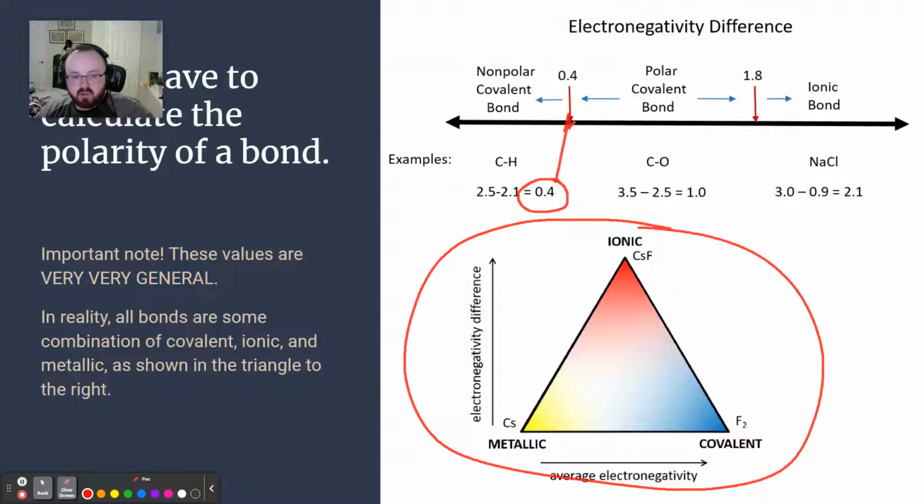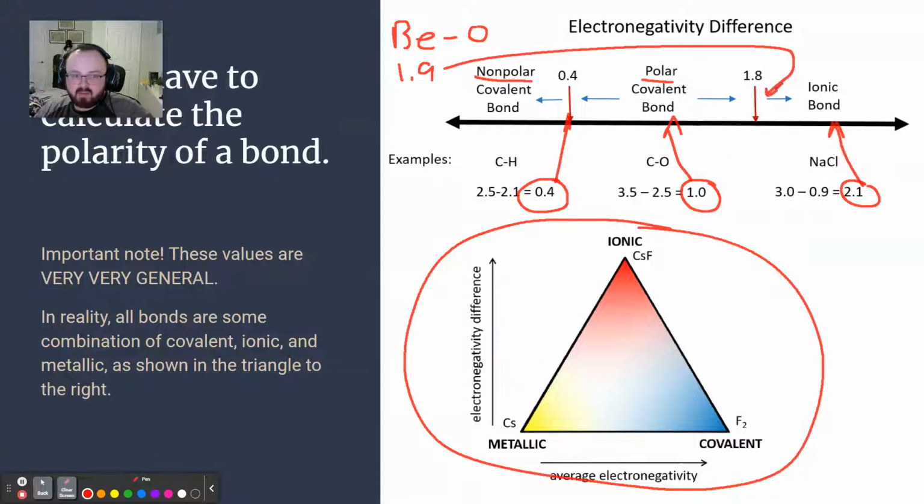So 0.4, we're going to say this is nonpolar. Carbon and oxygen, we have a 1.0, so that's going to be polar. And sodium chloride, 2.1, is going to be an ionic bond. Okay, so if we go back to when I talked about beryllium and oxygen, and we said it was a 1.9, that's most likely going to be an ionic bond, but it's going to be very close. It's going to be either a very, very polar covalent bond or a very weak ionic bond. All right, so it's a spectrum.